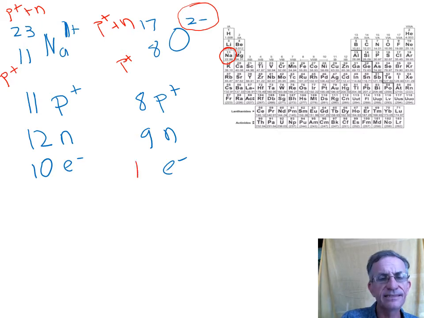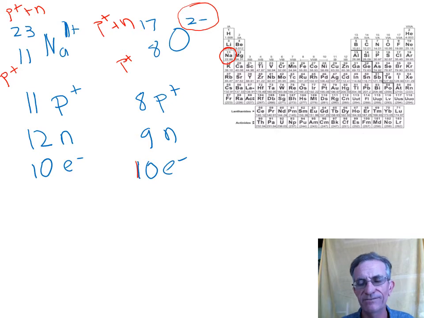So this would be 10. You would have 10 electrons. So when you're done, you can always think it through. Does it work? 10 negatives, only 8 positives. I have 2 extra negatives. That works. It's supposed to be 2 extra negatives.